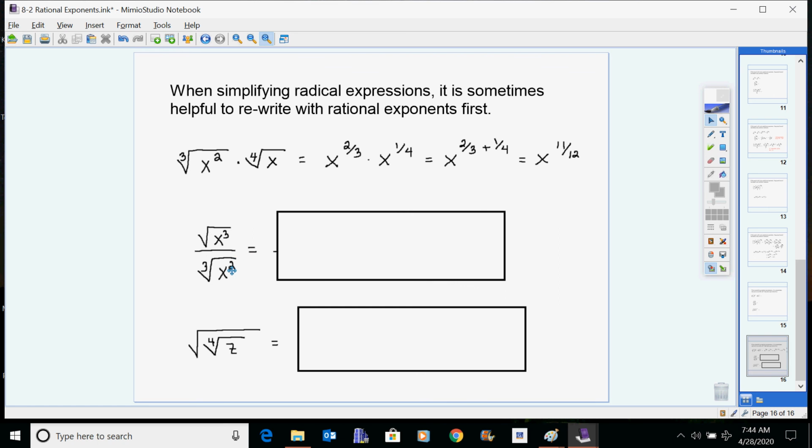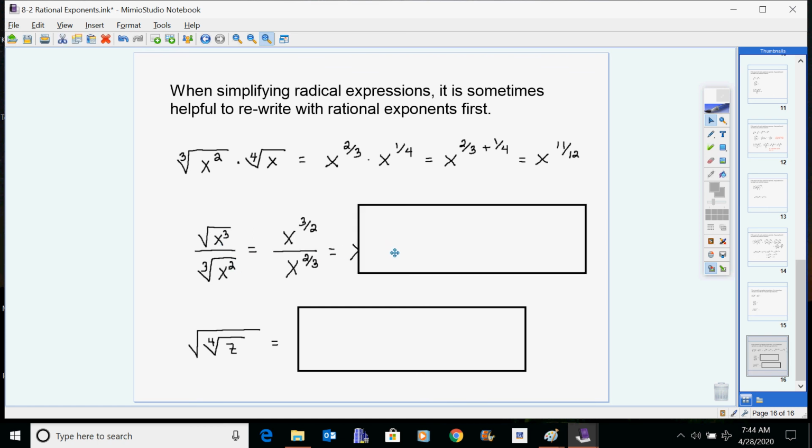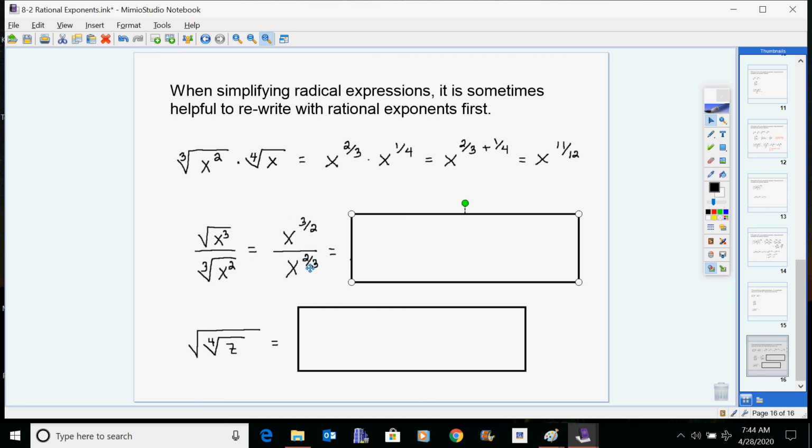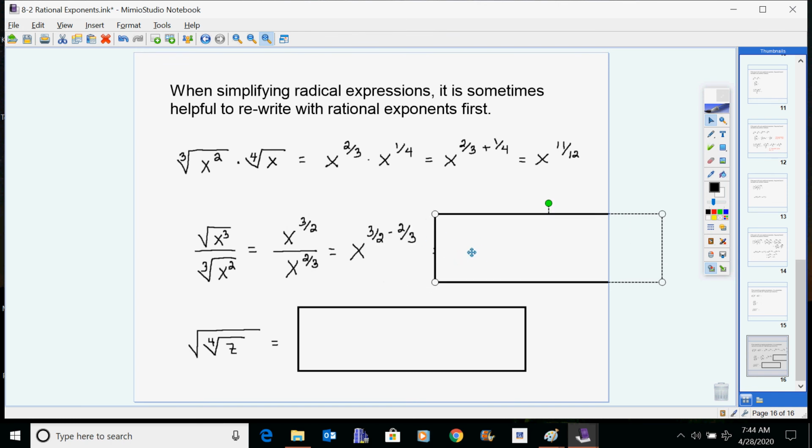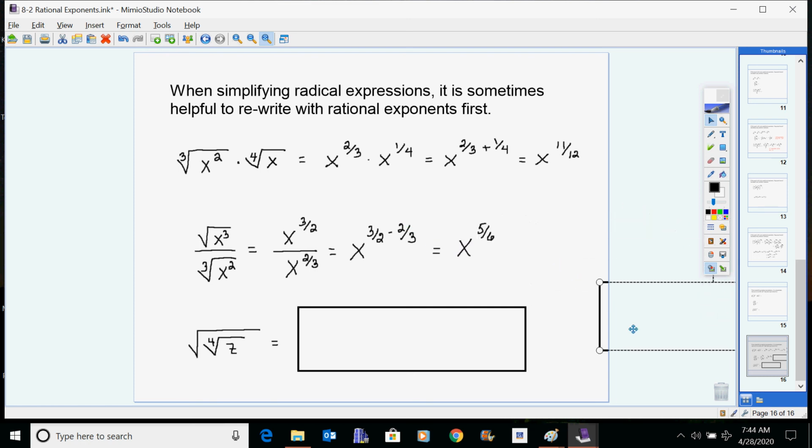Here, once again, 3/2 is your exponent, 2/3 is your exponent. 3/2 is bigger than 2/3, so I can subtract those. And when I subtracted those, they would both be in terms of 1/6, because you do have to get common denominators. Don't forget that. So we had 9/6 minus 4/6, which would give you 5/6.